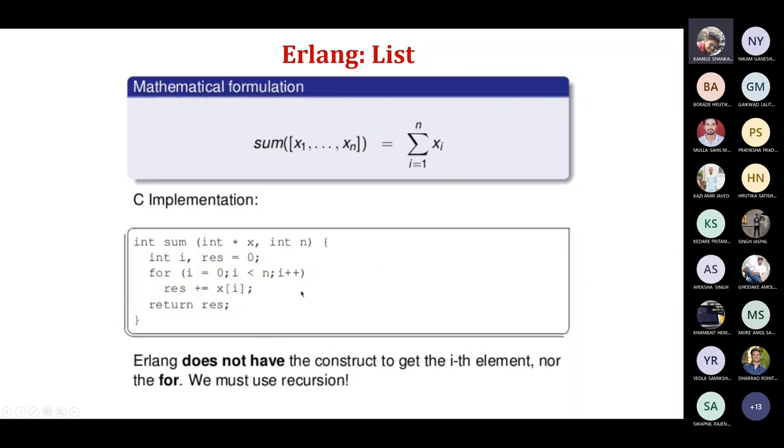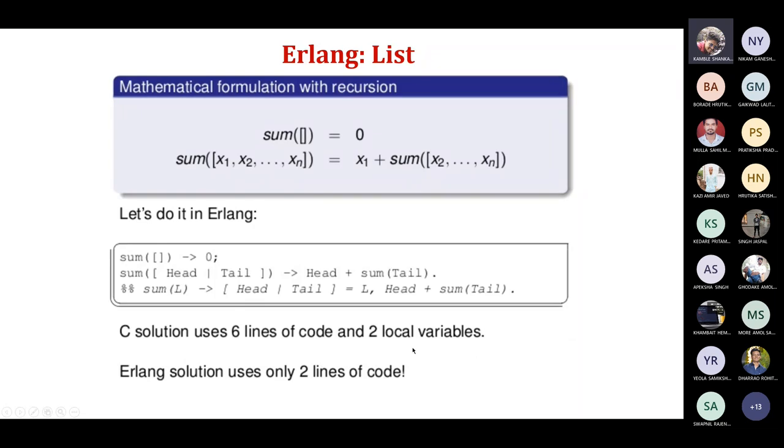So in C, you see it's a 6-line code with 2 local variables, but the Erlang solution uses only 2 lines of code. So this is the first class, this is the second class. Very simple to do this. Is this understood? I hope you are understanding the concept of list.